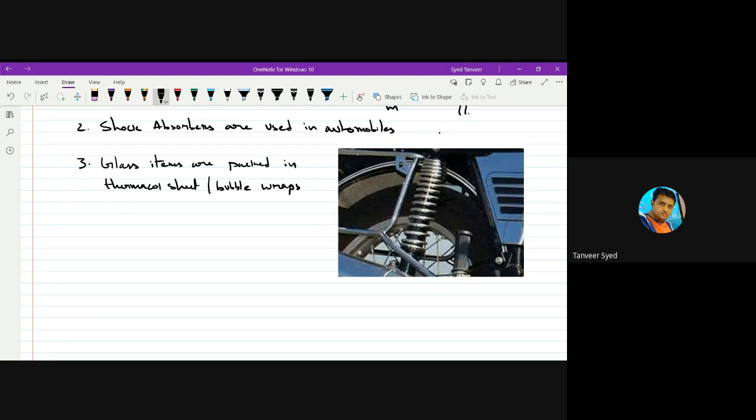Then suppose you are jumping, let us say this is a wall, and on this side you have a concrete floor, and on this side you have this sand.